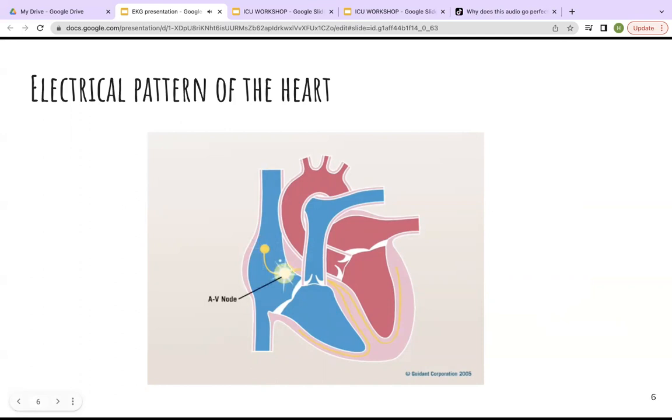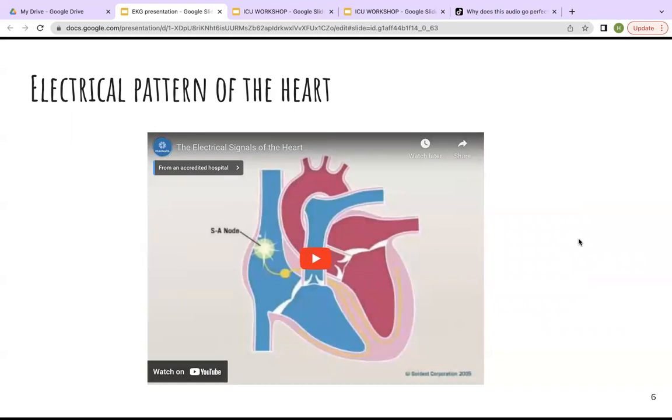Electrical signals triggered by the SA node travel through the atria to the AV node. The AV node is a bundle of special cells between your heart's upper and lower chambers. The AV node can be thought of as an electrical bridge. It allows electrical signals to travel from the atria to the ventricles. The His-Purkinje system is in your heart's ventricles. Electricity travels through the His-Purkinje system to make your ventricles contract.